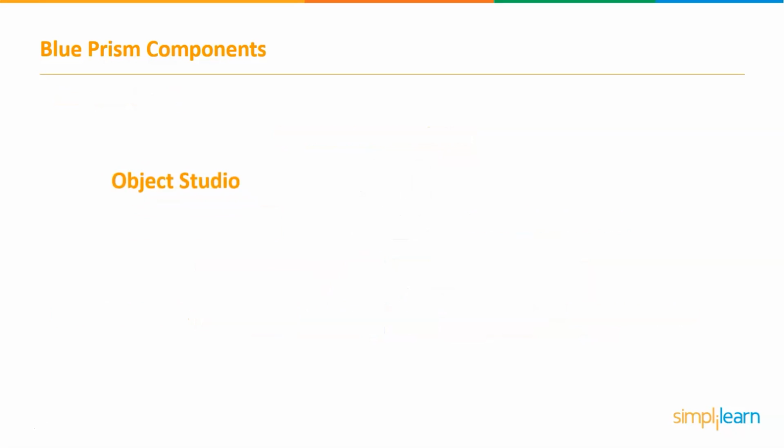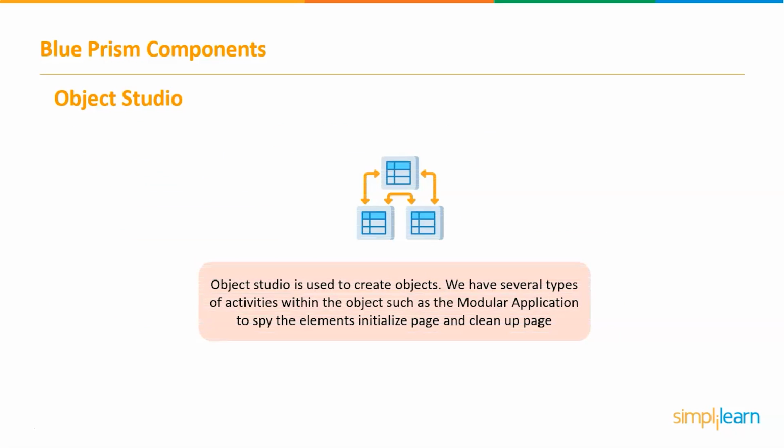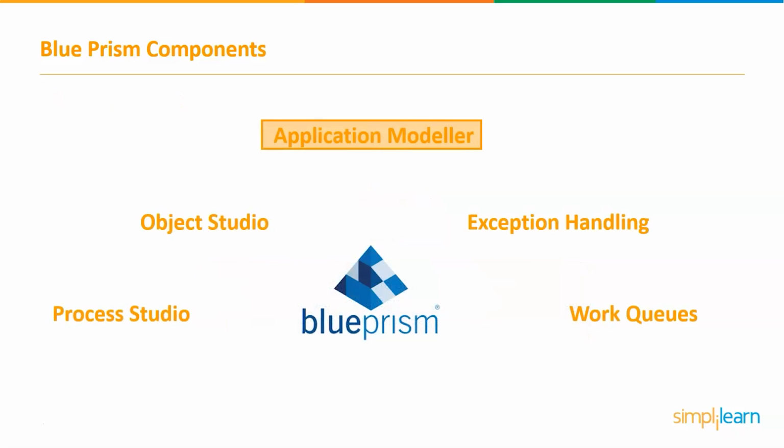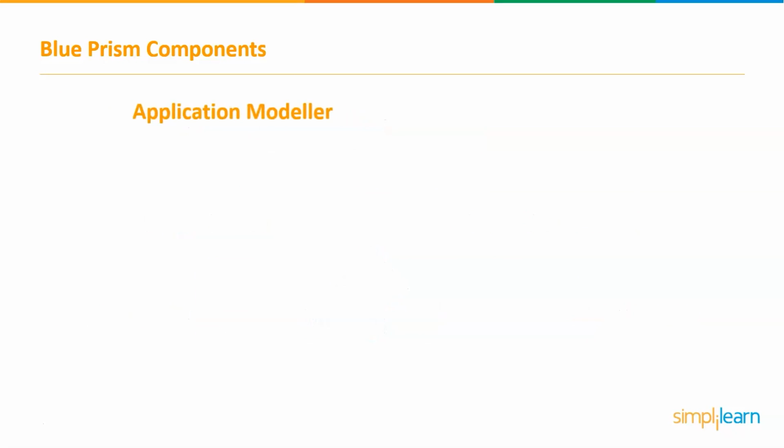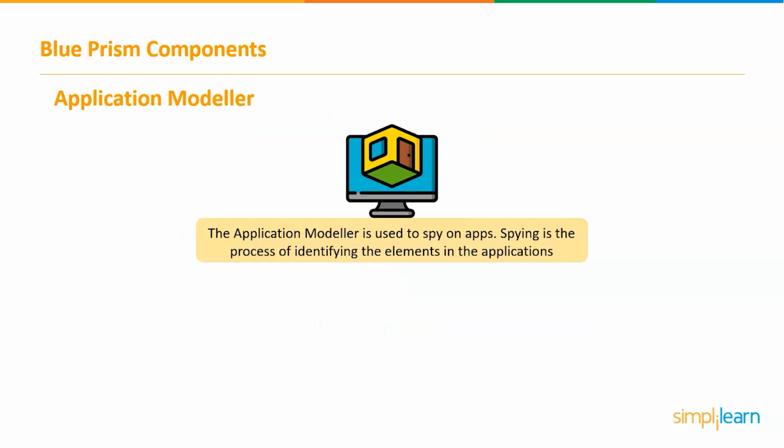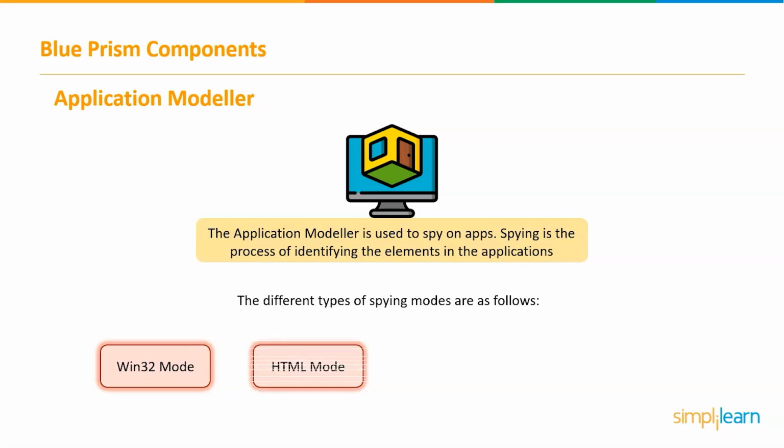Object Studio. Object Studio is mostly used to create objects. We have several types of activities within the object, which are as follows. That is the modular application to spy the elements, initialize page and clean up page. The next component is application modeler. The application modeler is used to spy on apps. Spying is the process of identifying the elements in the applications. We have 4 different types of spying modes. That is Win32 mode, HTML mode, accessibility mode and region mode.